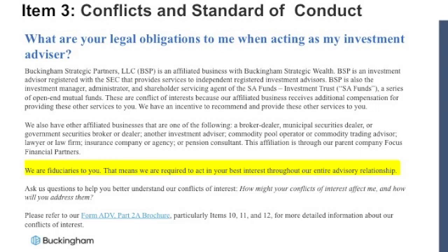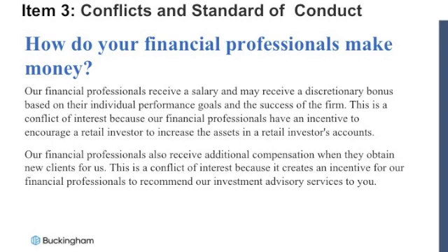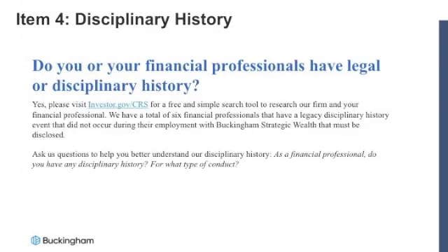The last section under item 3: how do professionals make money? This one's pretty straightforward in that our advisors who serve clients receive some type of base salary with a discretionary bonus based on both individual and firm performance. Item 4 talks about disciplinary history.